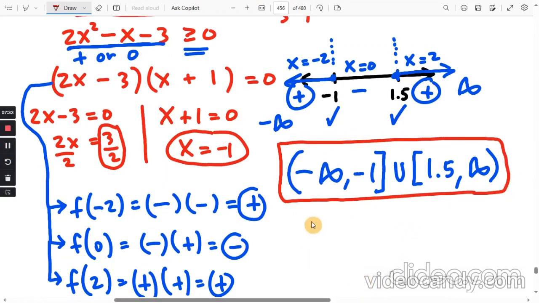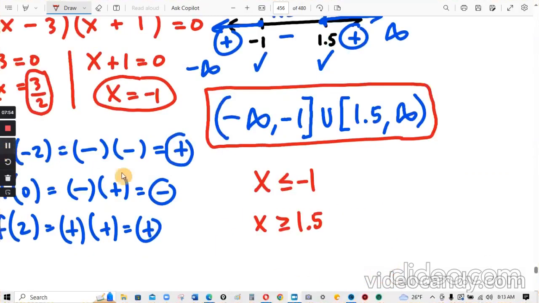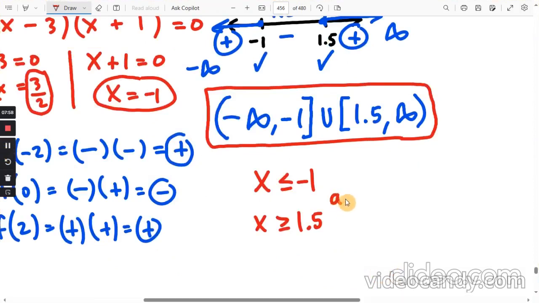If you wanted it in normal notation, it would be x is less than or equal to negative 1, and x is greater than or equal to 1.5. I guess you use the word "and" here. But on the test, I'll do the interval notation.